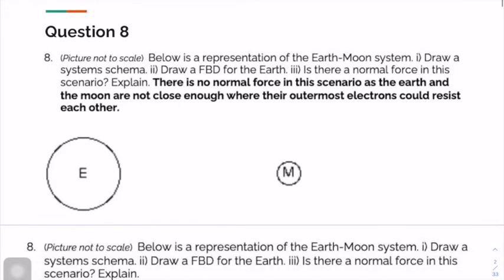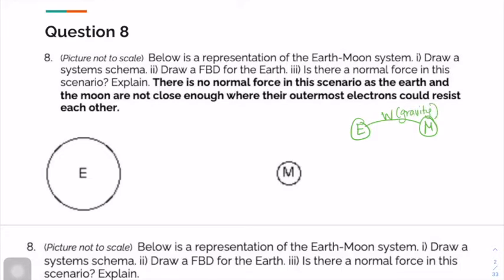Okay. So below is a representation of the Earth-Moon system. We want to draw a schema. So we'll start with that. And we only have 2 objects. So we have the Earth and we have the Moon. And we're going to connect them. There's only one interaction. They're not touching, and it's actually weight, or no, it's weird to think of the weight of the Moon. So we'll call it gravity.